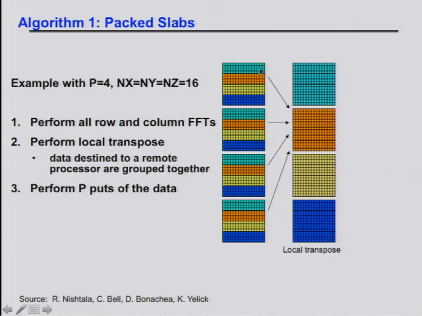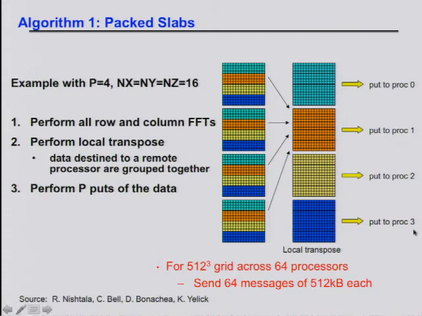So everything that goes to the green processor, I got to pack together into one message to send to processor 0. Everything that goes to processor 1, all of the orange stuff, I pack into one message and send it to processor 1. So this is the packed slab version. This is sort of the send as few big messages as possible. And so in this case, there's 4 messages. And then for the benchmark, where I have a 512 by 512 by 512 grid with 64 processors, I'm going to send 64 messages of that size each. Actually, I'm not sending a message to myself. It's really only 63. But basically, that's the idea. So this is the least possible overlap, but the fewest number of messages.